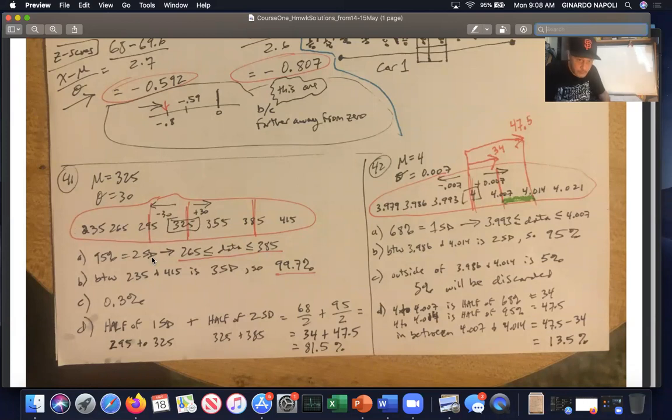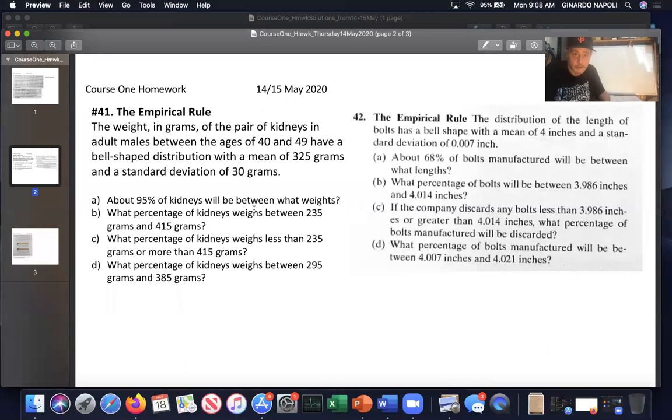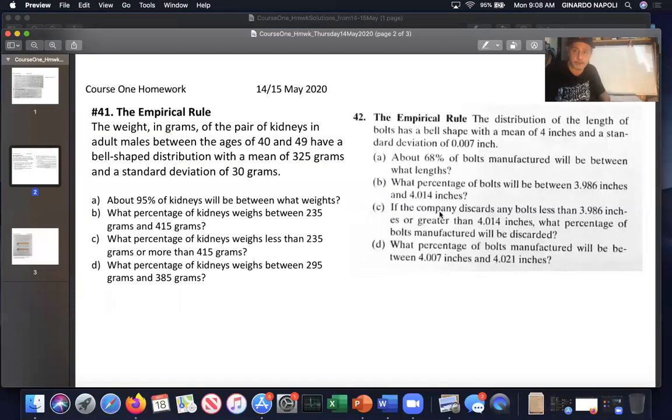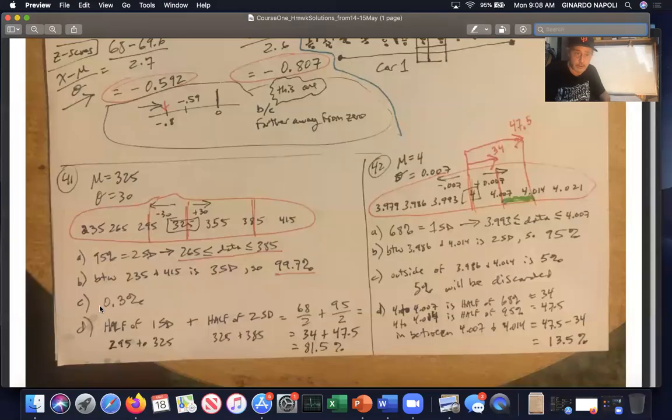When they asked the question for part A, they asked what percentage. Well, 95% of kidneys, that would be 2 standard deviations. And so notice, that's why I wrote 2 standard deviations here. So that would be between 265 and 385. And then they asked for part B, what percentage would be between these two numbers? Well, those just happen to be the two numbers in the 3 standard deviation interval. So that would be 99.7%.